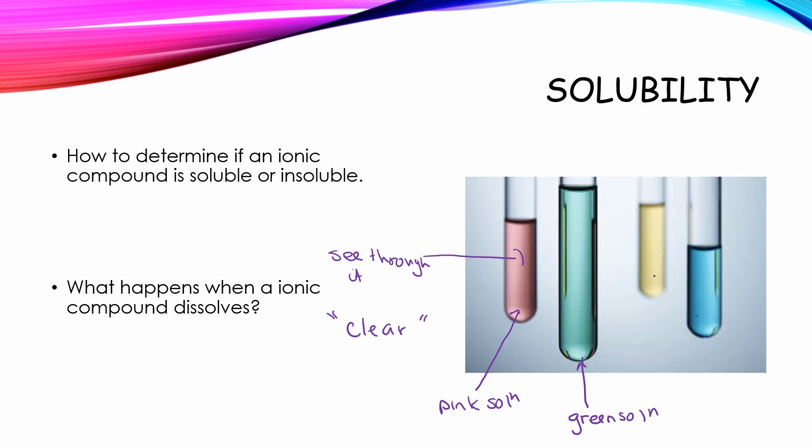So what happens when the ionic compound dissolves? Now, when it does dissolve, it dissociates. Now, what that means is that the ions in the ionic compound fall apart in the dissolving process. Now, how do we know this happens? We know this happens because solutions of ionic compounds can conduct electricity.